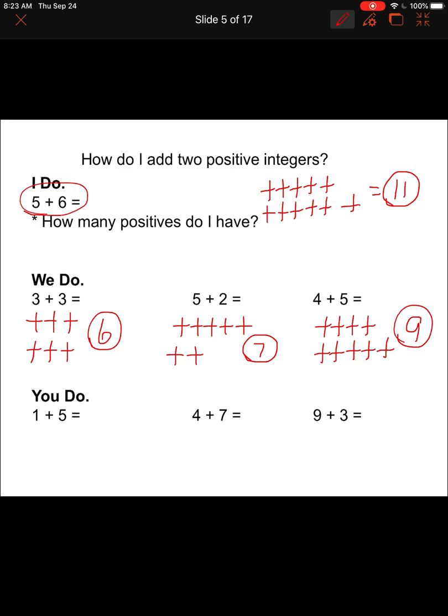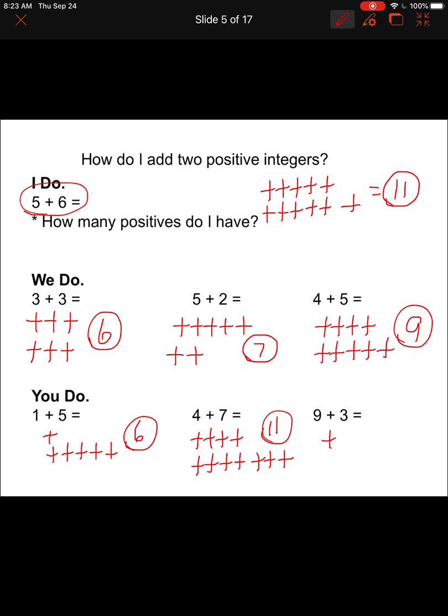Okay, welcome back. We got 1 plus 5. So we got 1 positive that's being added to 5 more positives. So I get a total of 6 positives. Next, I have 4 plus 7. 4 positives being added to 7 positives. If I add those together, I end up with 11 positives.